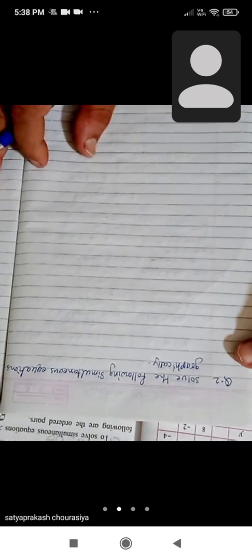Question number 2. Solve the following simultaneous equations graphically. Full stop. See the first question. x plus y is equal to 6 and x minus y is equal to 4. Here we will solve both equations simultaneously.